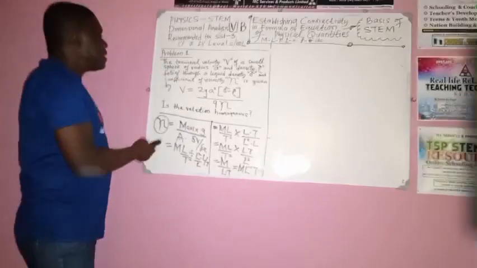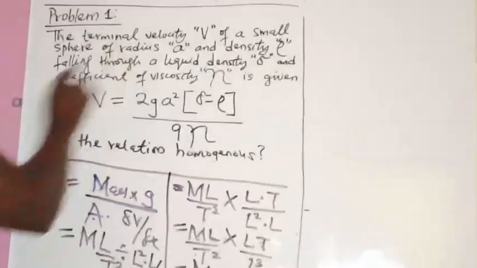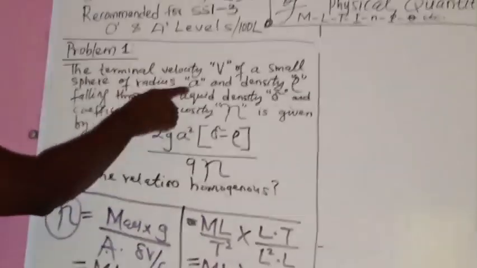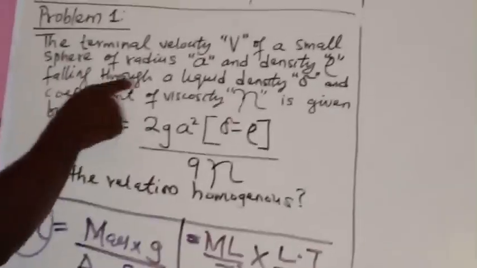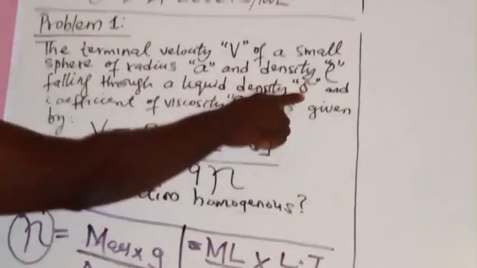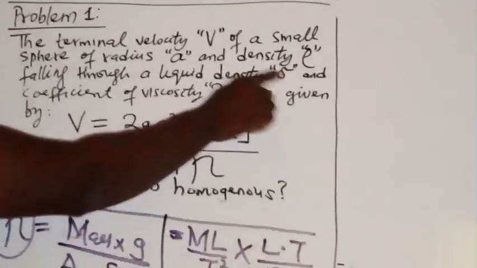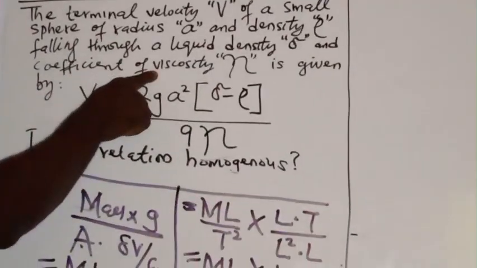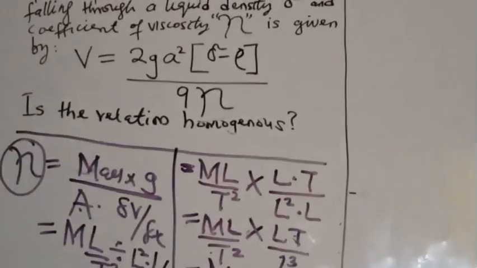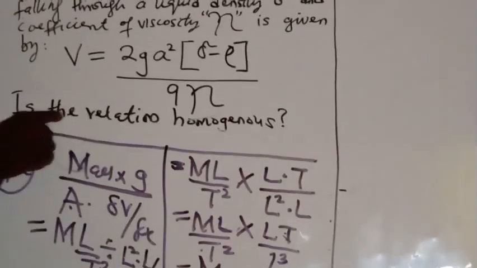The problem said the terminal velocity V, don't forget velocity, of a small sphere of radius A and density rho falling through a liquid of another density, sigma, and coefficient of viscosity, which we already know the dimension, is given by this. They now ask us, is the relation homogeneous?